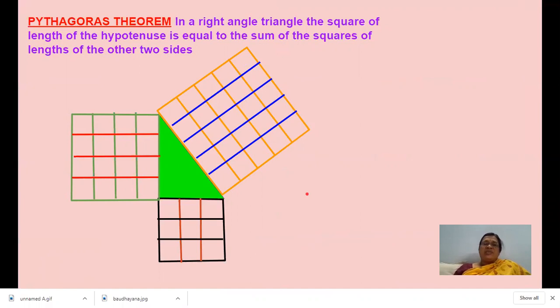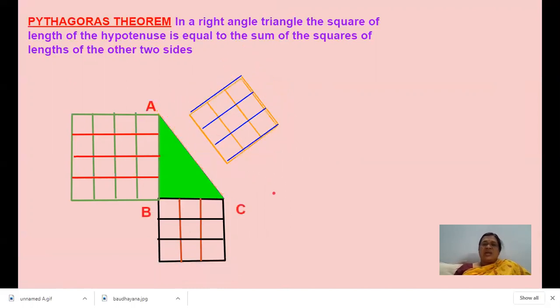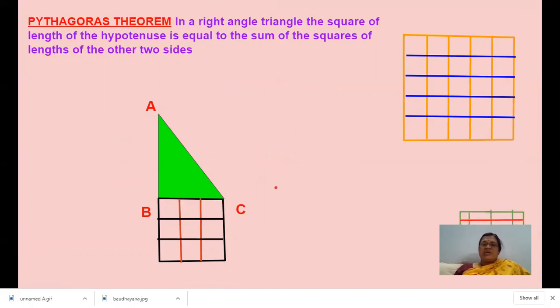According to the Pythagoras theorem, in a right angle triangle, the square of the length of the hypotenuse is equal to the sum of the squares of the lengths of the other two sides. This is a right angle triangle, and the biggest side is the hypotenuse. The area on this side will be equal to the sum of the areas on the other two sides. Let us see how they are equal.